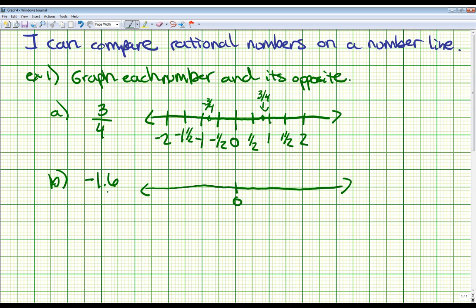And since we're dealing with decimals, I am not going to have each line be worth a whole. So I'm going to do the same thing we did before. I'm going to have this be a half, then 1 whole, 1.5, and 2 wholes. Same thing in the negatives. We have -1/2, -1 whole, -1.5, -2 wholes.